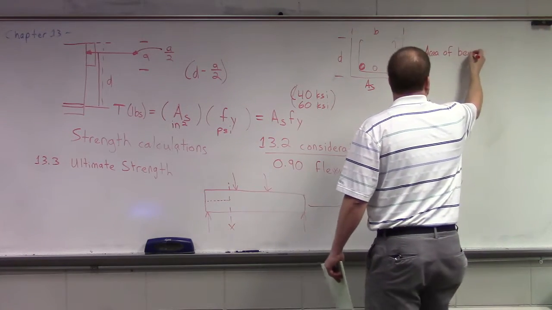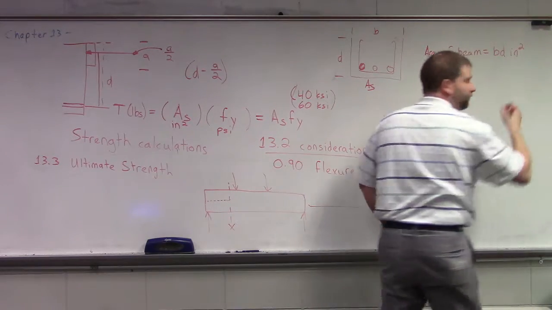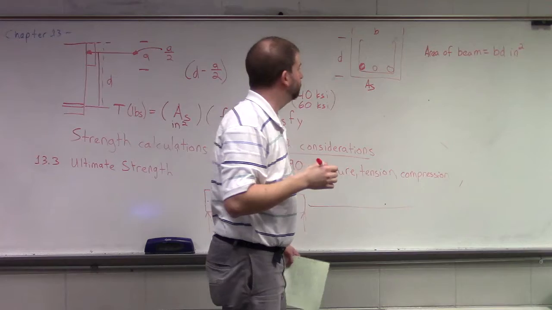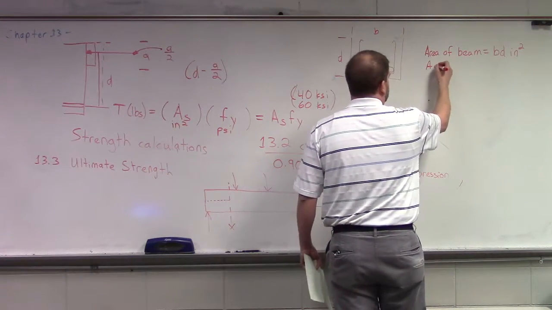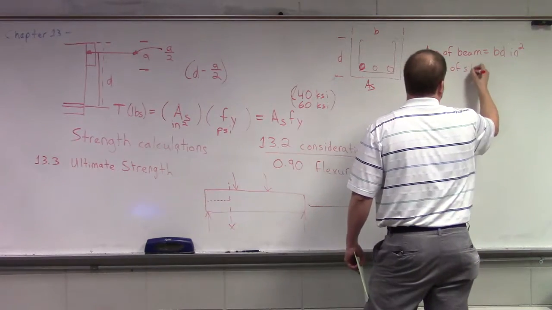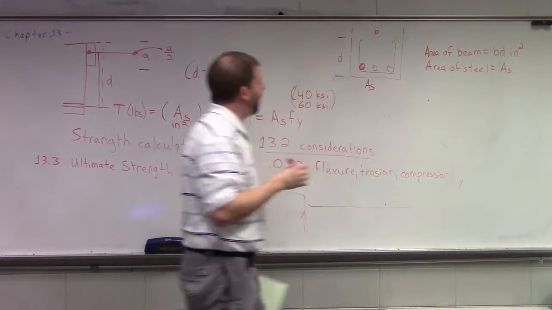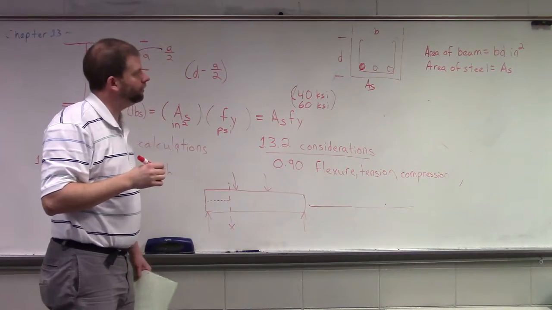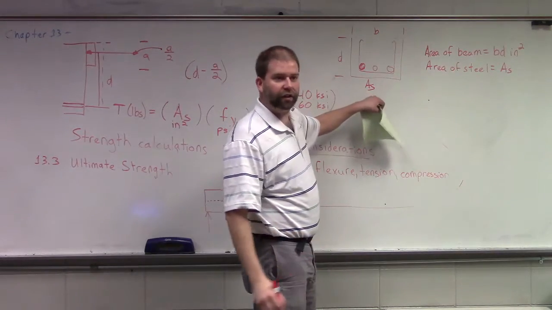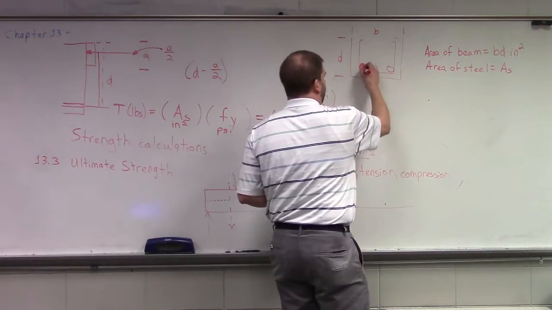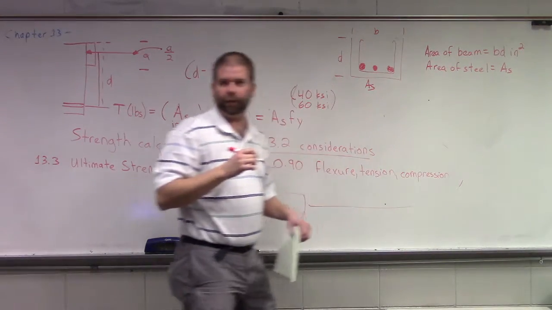Area of beam equals BD inches squared, right? Yeah, well, if it's an inch, yeah. And what did you say? And then take BD minus A_s times 3. If there's 3, you've got 3 steel rods. Remember that this A_s value is our total area. So it comprises all of this steel, okay?